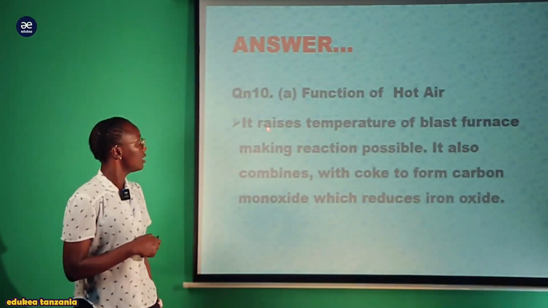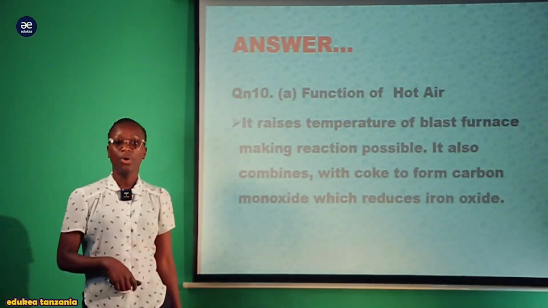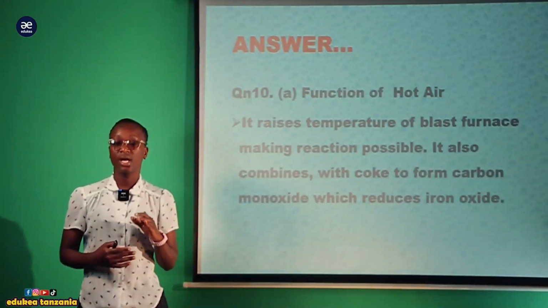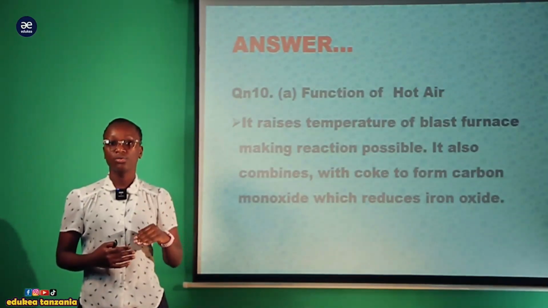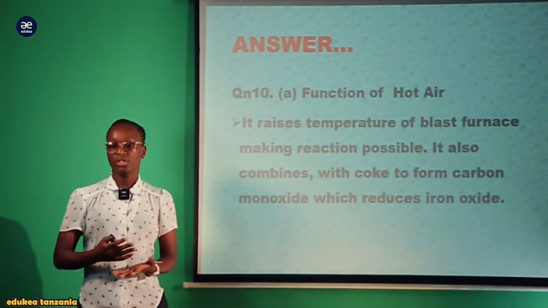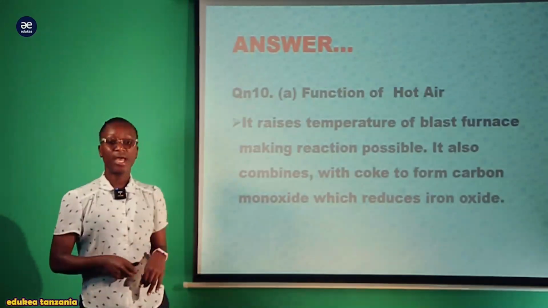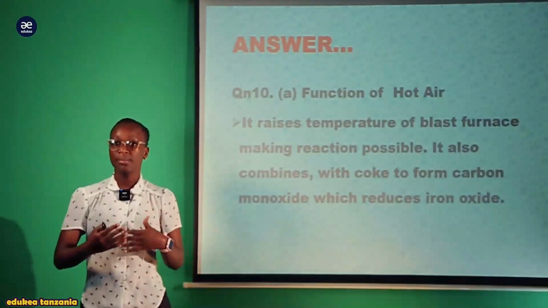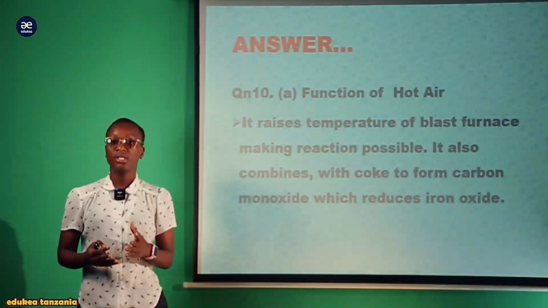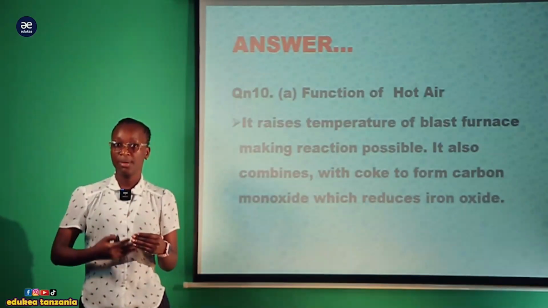Now the hot air raises the temperature of the blast furnace, making the reaction possible. We know that in a blast furnace, the temperature required is very large. For instance, as we go down the furnace used for extraction of iron, the temperature increases. So the aim of this hot air is to raise the temperature. When it raises the temperature, it ensures that the reaction in the blast furnace is possible and very easy, because it has been facilitated by the factor of temperature.